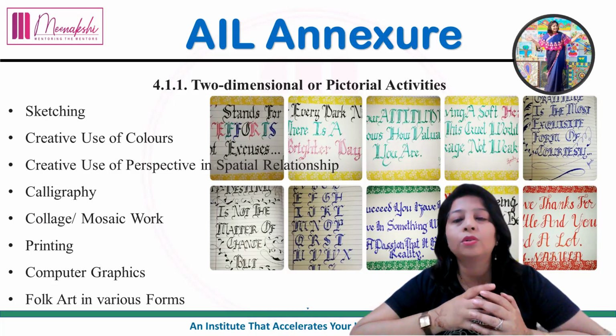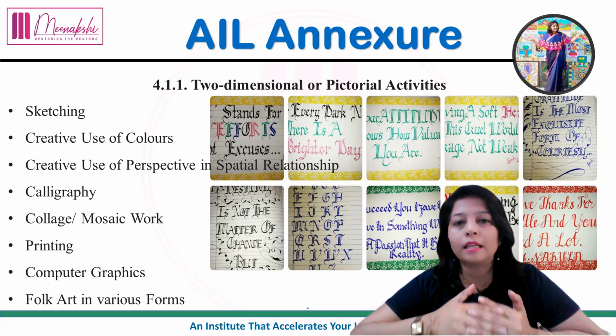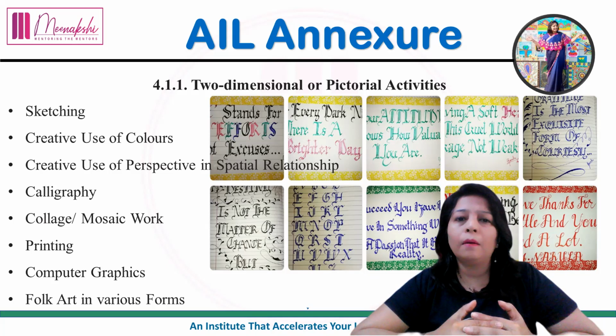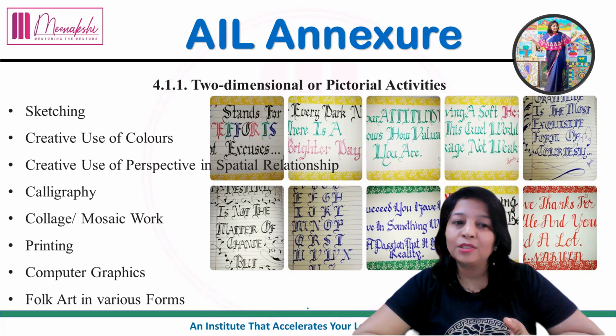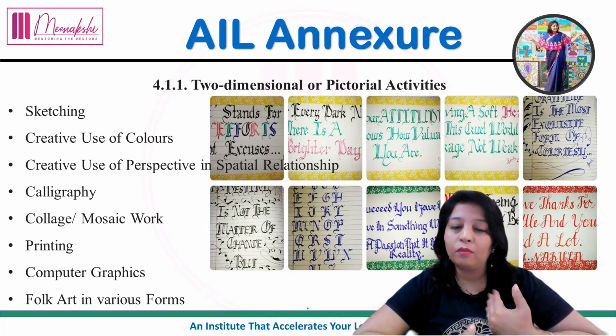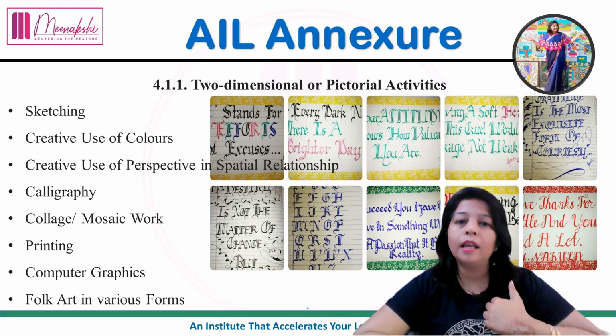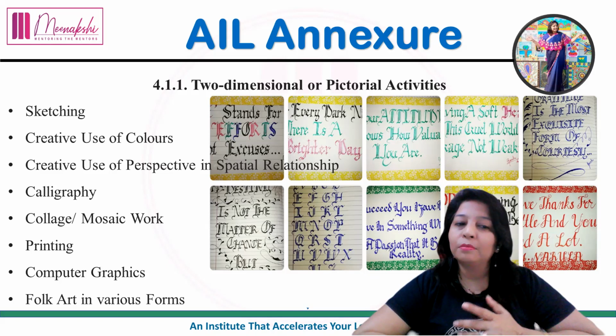4.1.1 is two-dimensional and pictorial activities. In our class, to integrate children with art, we can have them do various pictorial activities, like sketching, different use of colors as per different age groups, creative use of perspective in spatial learning, right? And calligraphy, you can see different calligraphy forms I have already shown on the screen, and I have uploaded various tutorials on my YouTube channel, and all the links are available on the website www.consultforacademics.in. I'll be sharing the link in the description box below. And collage, mosaic work, printing, computer graphics, folk art in various forms.